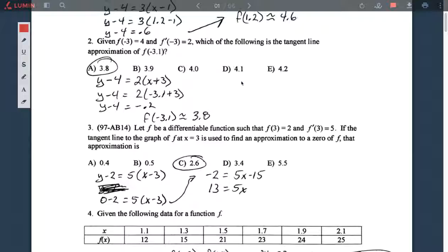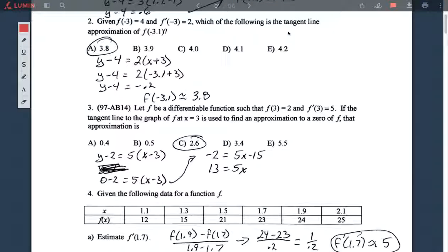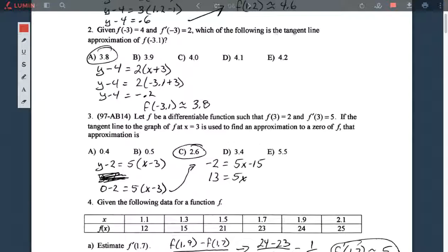The second problem, they made it actually even easier on me. We're doing the same thing. Which of the following is a tangent line approximation for f of negative 3.1? So I'm going to do y minus my y value and x minus my x value. There's my x and there's my y. And I need my slope. Well, they went ahead and gave it to me in my derivative right here. So my slope is 2. So that's why I have 2 plugged in.